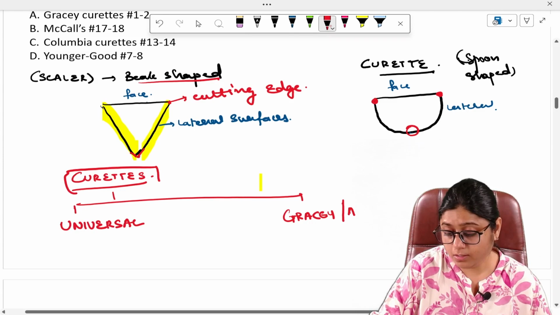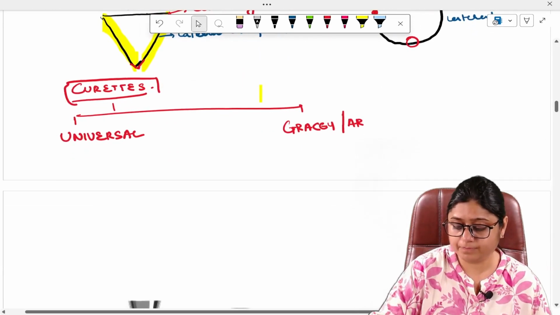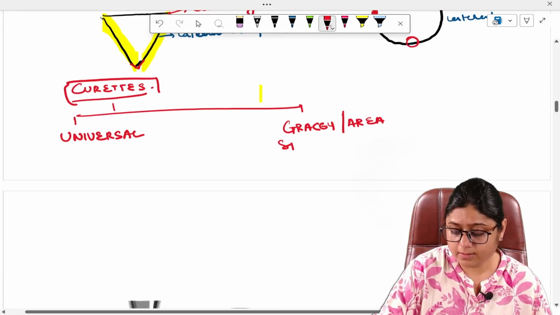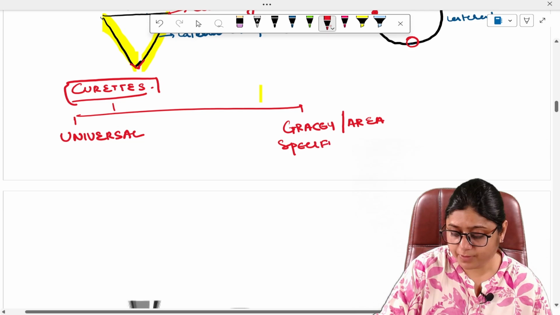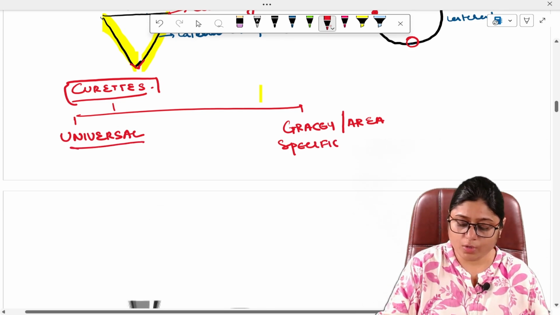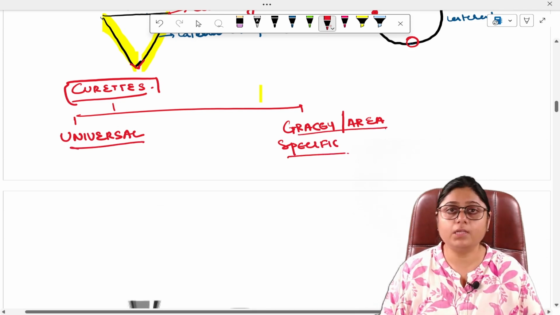Gracey or area-specific curettes. Now, what is the difference between Gracey curettes and area-specific curettes?